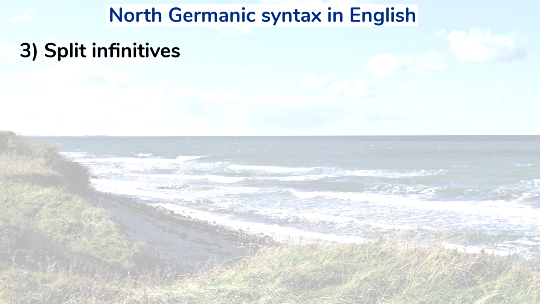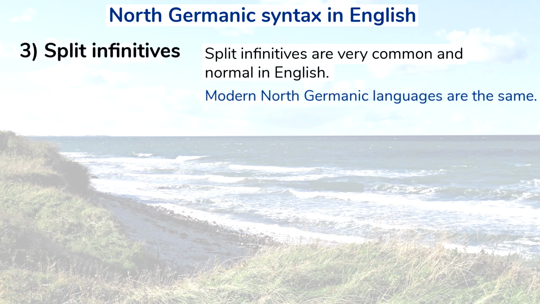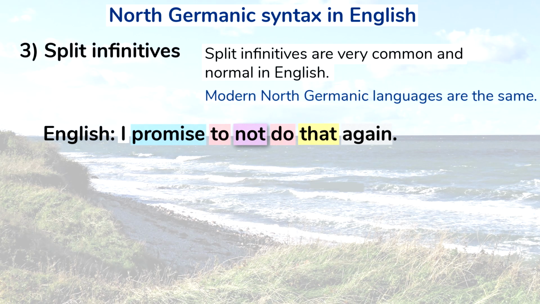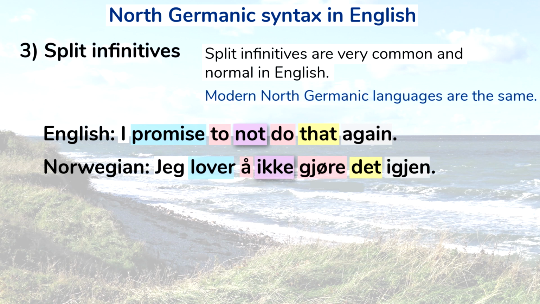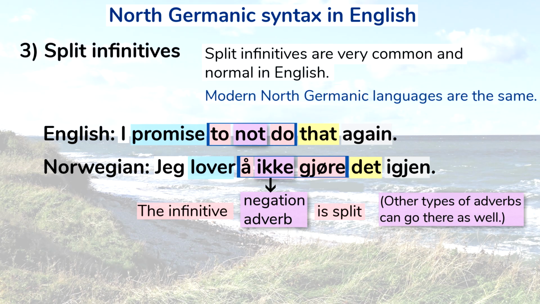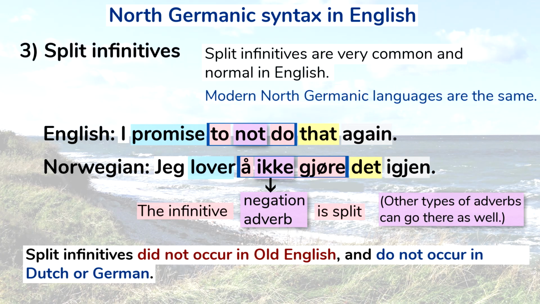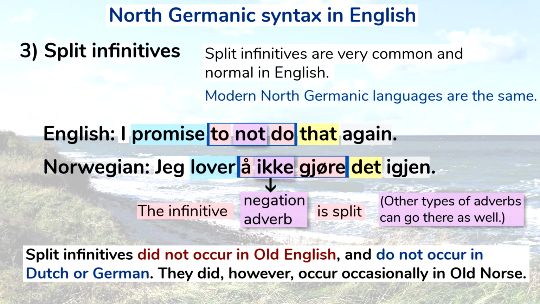Split infinitives. Despite whatever your high school English teacher may have taught you, split infinitives are very common and normal in English. Modern North Germanic languages are the same. In English, you can say, I promise to not do that again, with to not do. In Norwegian, you can say, Jeg lover å ikke gjøre det igjen. In both languages, the negation adverb is placed in the middle of the infinitive, splitting it. Not only the negation adverb, but other types of adverbs can go there as well. Split infinitives did not occur in Old English, and they do not occur in Dutch or German. They did, however, occur occasionally in Old Norse.